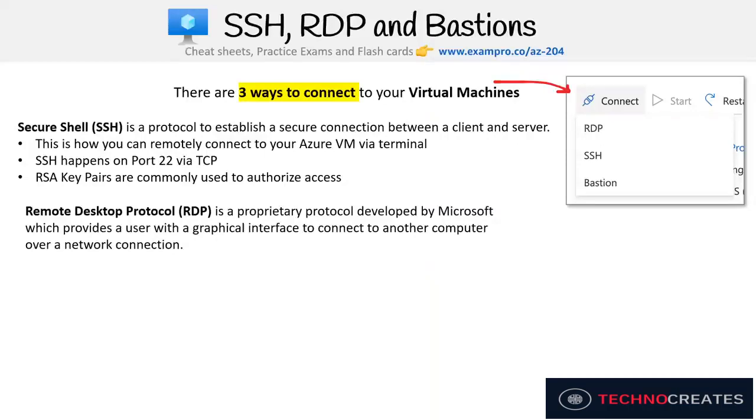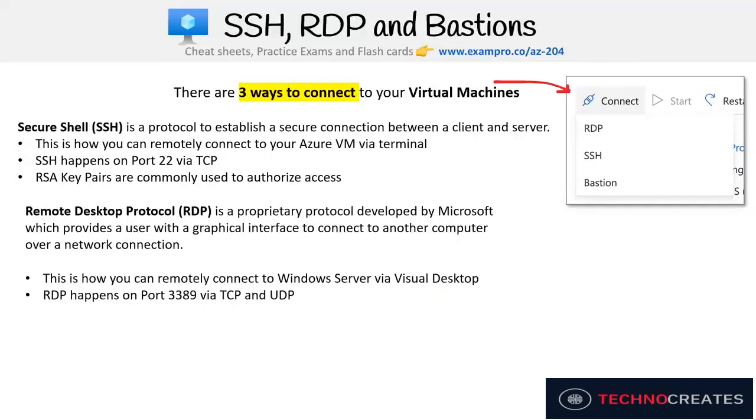Another way of getting access to your machine is by using RDP, which is Remote Desktop Protocol. This is a proprietary protocol developed by Microsoft, which provides a user with a graphical interface to connect to another computer over a network connection. Basically, what it means is that it's going to open up a window, and you're going to be able to see another Windows desktop in it and control it remotely. So this is how you can remotely connect Windows Server to a virtual desktop. RDP happens on port 3389 via TCP and UDP. I think there might be some other ports, but this is the port that you need to know. I just remember from AWS because there were some extra ports I had to configure, but that's a different story.